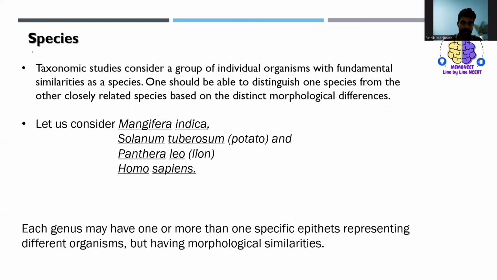Then what exactly is the species? We'll go from the descending order to the ascending order. So what exactly is the species? That is from the lower category to the higher category.